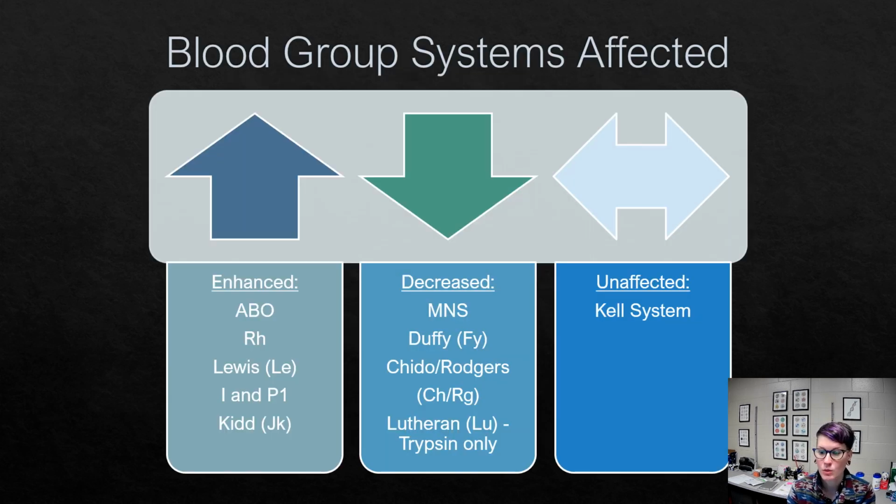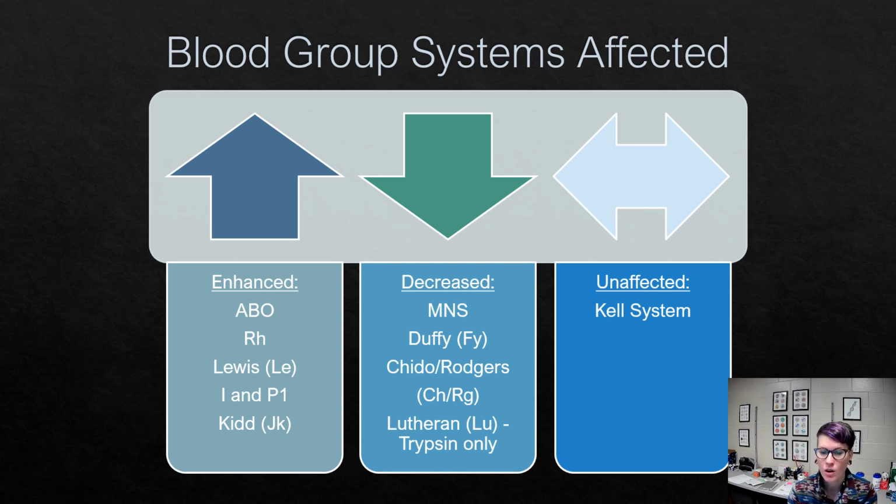This slide you will want to commit to memory. These are the blood group antigens that are enhanced, decreased, and unaffected by enzyme treatment. In the enhanced category, you have ABO, Lewis, I, P1, RH, and KIDD. So remember, most of your carbohydrate groups are enhanced by enzyme treatment.